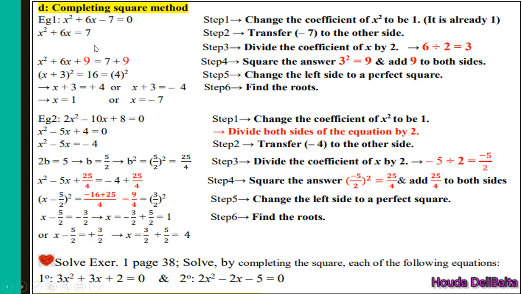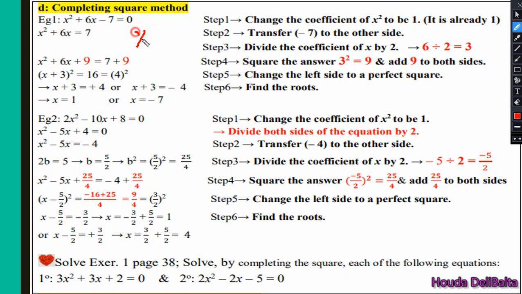Now we will get x squared plus 6x plus 9 on the left and 7 plus 9 on the right. Now x squared plus 6x plus 9 reminds us of an identity, which is x plus 3 all squared, and 7 plus 9 is 16, which is definitely 4 squared. Then I'm going to get x plus 3 squared equals 16, or 4 squared. Thus x plus 3 equals plus 4, or x plus 3 equals minus 4.